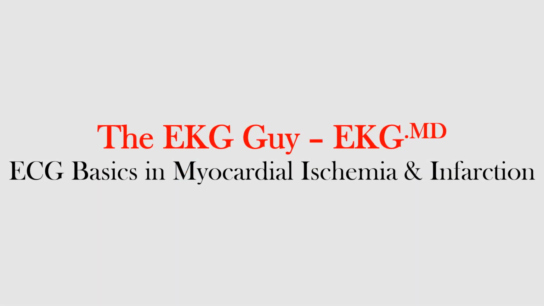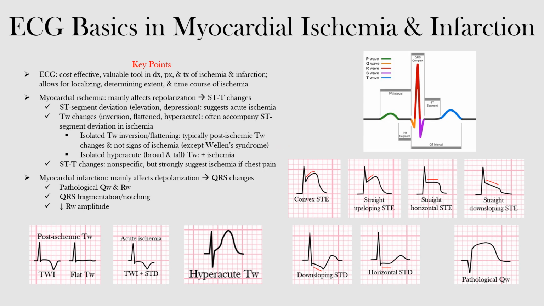In this lecture, we will discuss the basic EKG changes seen in the setting of myocardial ischemia and infarction. The EKG is a cost-effective tool in providing incredibly valuable information of the diagnosis, prognosis, and treatment of acute and chronic myocardial ischemia. In the setting of acute myocardial ischemia, it can help identify the location, extension, and time course of the ischemia.